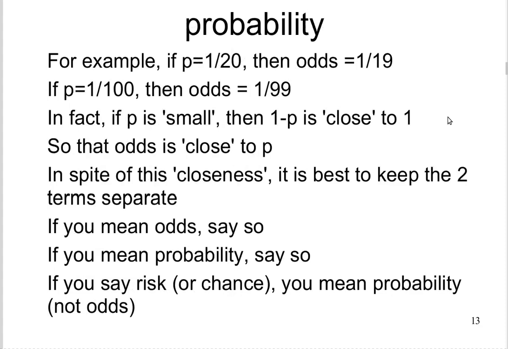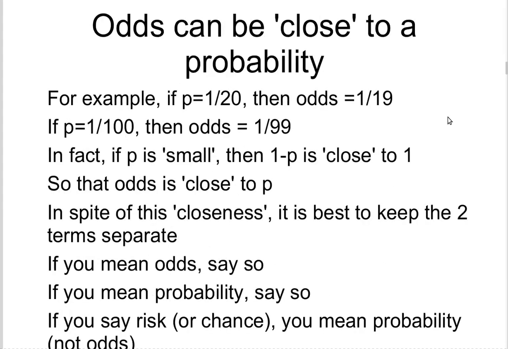Now, even when they are close, you will see some authors that will interchange the language, referring to odds as probabilities. I don't recommend you do that, because there are so many instances in which, even though an odds and a probability can be close by some measure, how we end up modeling odds or modeling probability can be very different. They're very different issues. Very, very different.